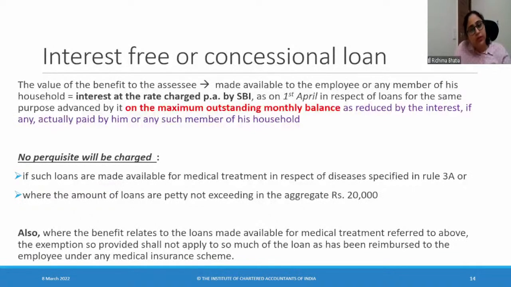But there would be no perquisite in two cases. If the loan amount does not exceed 20,000. So if you took a loan of only 15,000, its interest component would not be the perquisite. Where the loan amount exceeds 20,000, then only the interest-free perquisite will come into picture. Also, if the loan is taken for medical treatment of a specified disease, irrespective of the amount of loan, then there would be no interest-free perquisite. Okay? Clear?